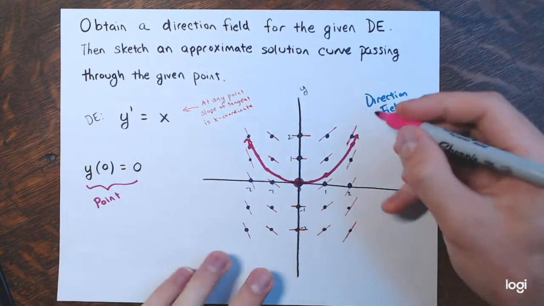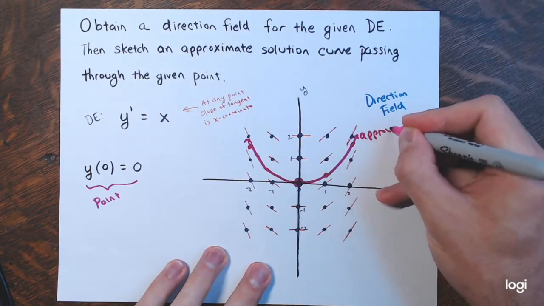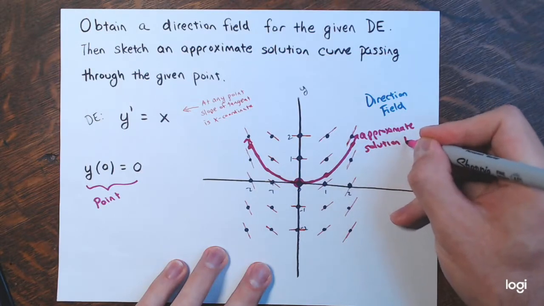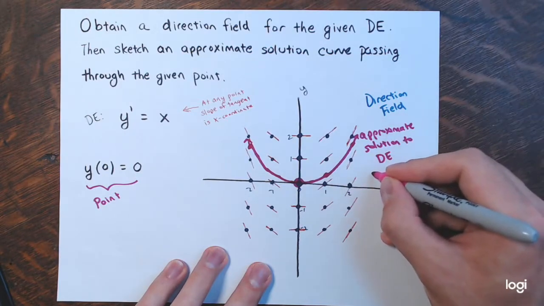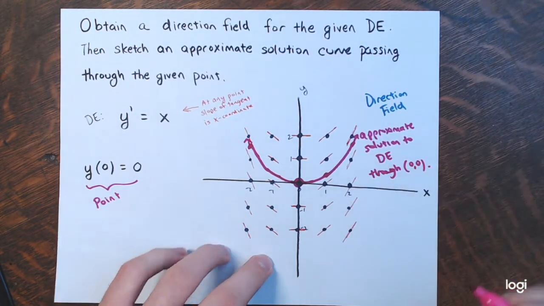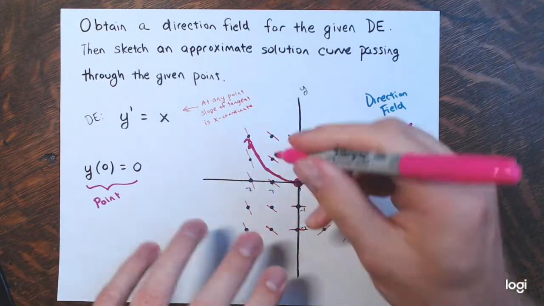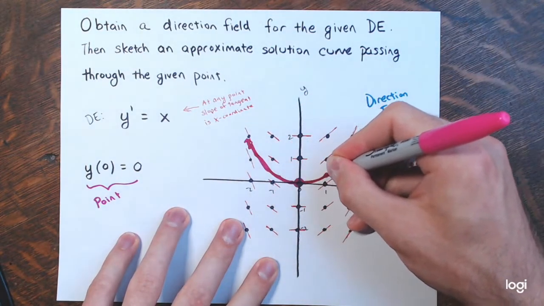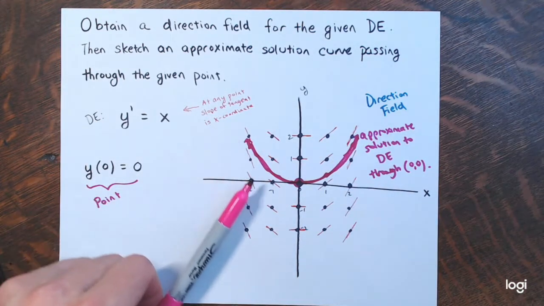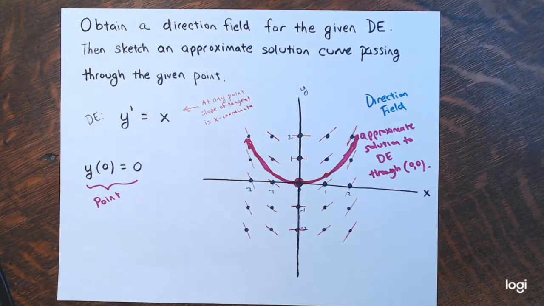Here is an approximate solution to that differential equation going through 0, 0. This pink or red line, the piece of graph I put up here, just follows the directions of all these tiny lines in the direction field. Now there's a much better way of doing this. You see how doing it by hand can be a bit tedious.